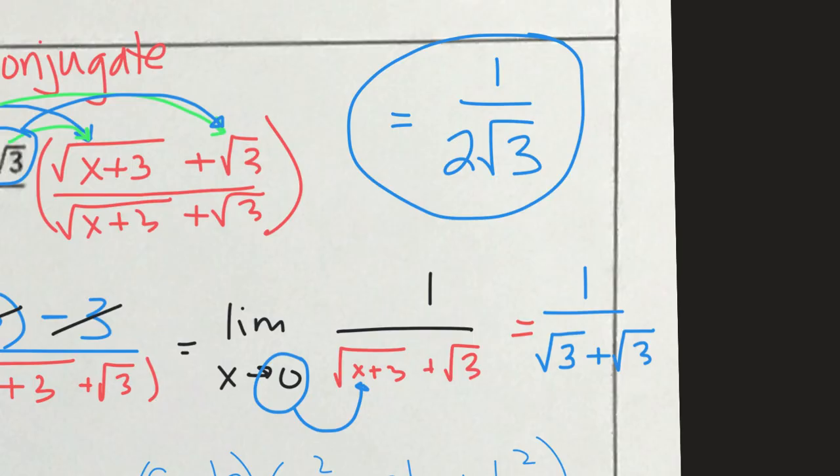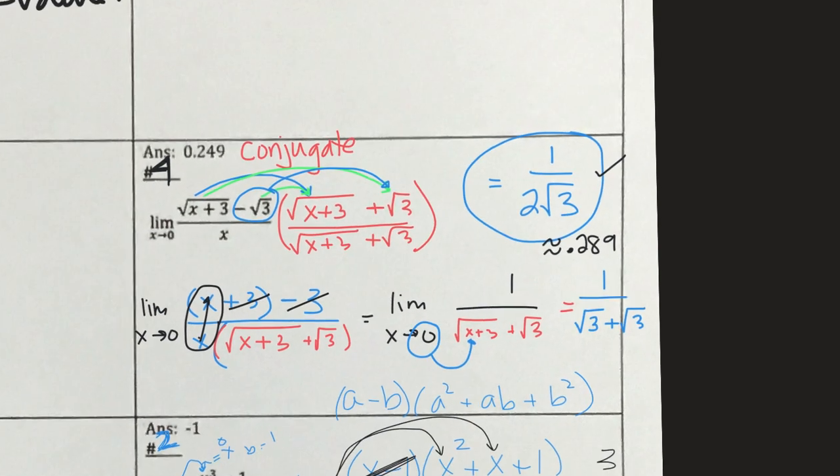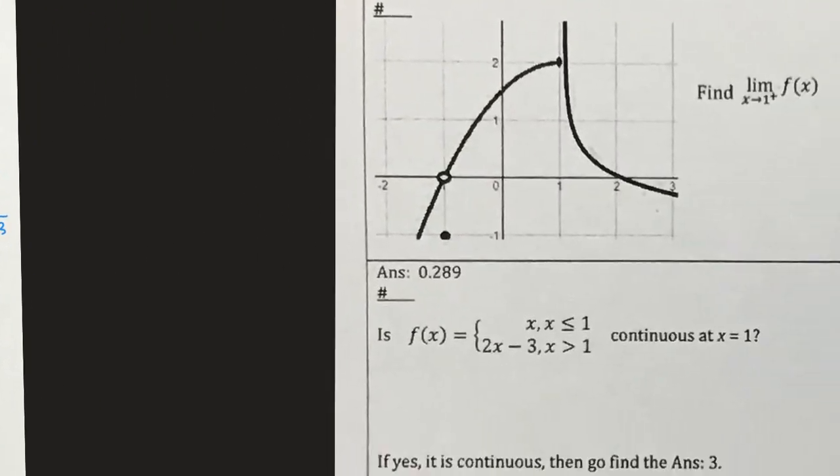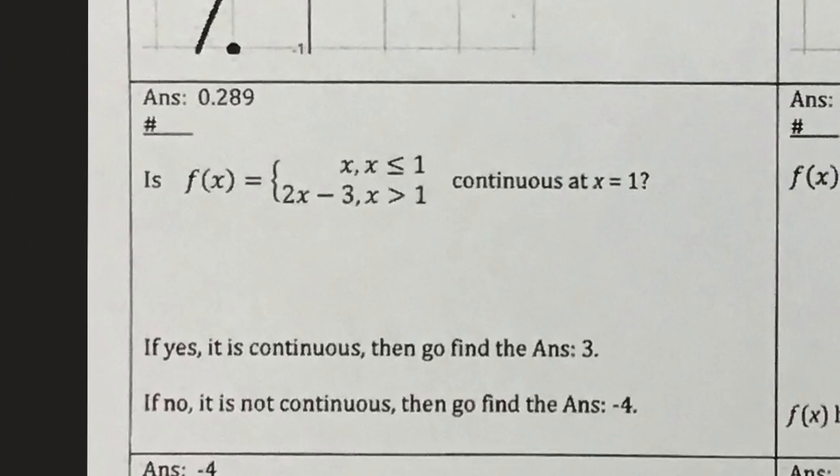So this is not an answer choice, but there is the answer choice 0.289. If you put it in your calculator, then you're going to get this decimal. I prefer to have, of course, the real answer rather than this decimal. So 0.289 is over here, and this is number 5.